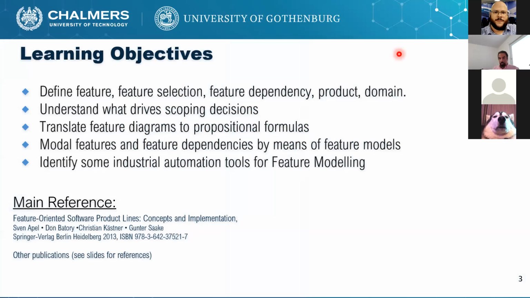Okay. As objectives for this lecture, we would like to really define some terms to warm you up, and then go into talking about features and feature modeling and feature diagrams and all that nice stuff. We want to look at the drivers for scoping decisions and how engineers make decisions when it comes to feature modeling, which is the first most important step in developing a product line process.